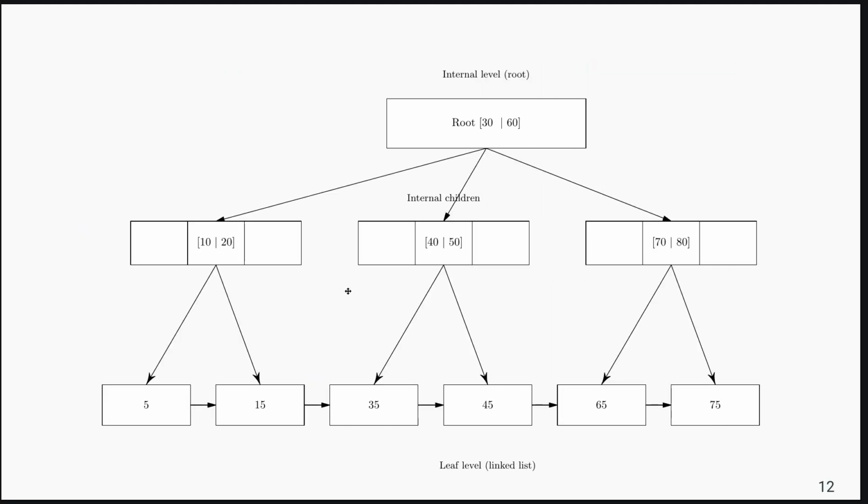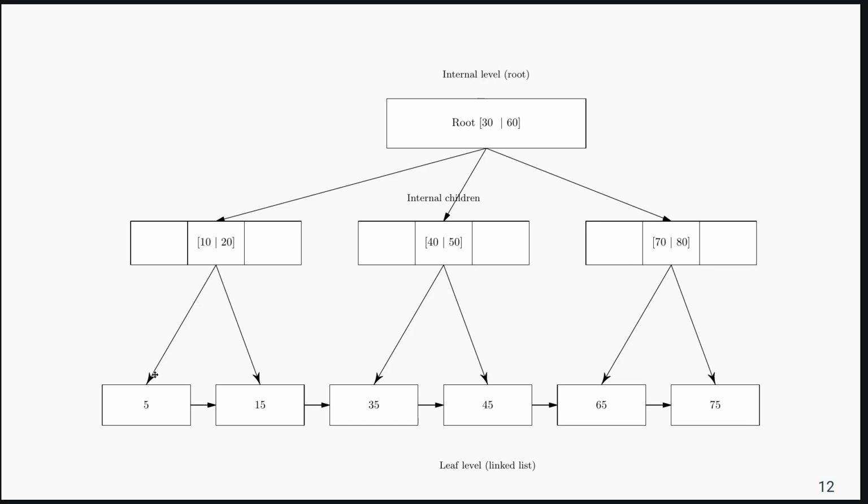Now, if you look at the structure of a B plus tree, it can look like this, okay? So at the root, we have keys 30 and 60. This is not data, okay? These are the keys. And the left child would be less than 30, so 10 and 20. And the middle child would be between 30 and 60, so 40 and 50. And the right child would be greater than 60, so 70 and 80.